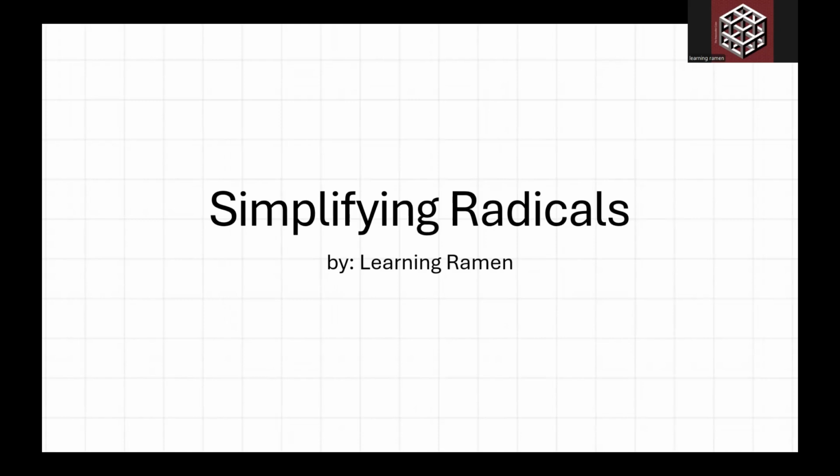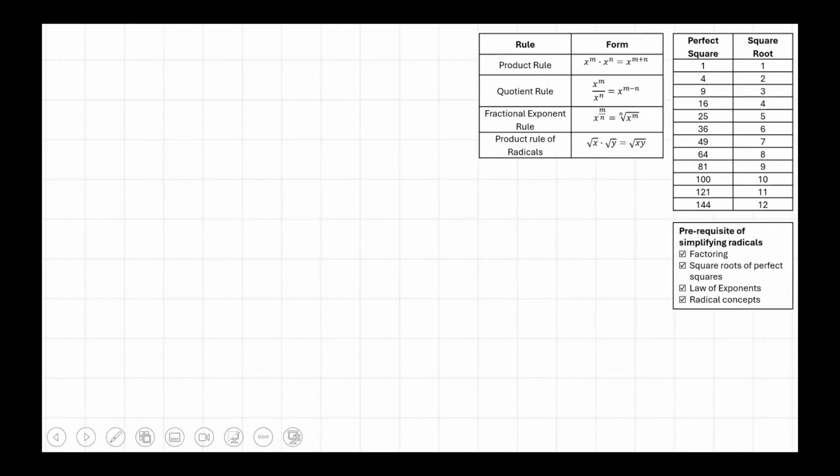This is Learning Ramen, and today we're going to learn how to simplify radicals. Before we start with our problems, it's very important to understand the following. First is the rules, then your table of perfect squares, perfect cubes, and why is it important? Because this is the prerequisite of simplifying radicals. So what are we waiting for?